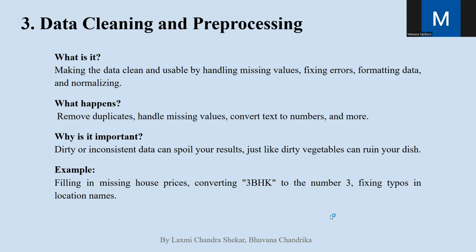Here, what happens? We remove duplicates and we handle missing values. We make the data clean. Clean in the sense, clean with respect to the model. In this way, the model will be able to understand the data better. That is what data cleaning and pre-processing is all about. For example, filling in missing house prices, converting 3 BHK to number 3.